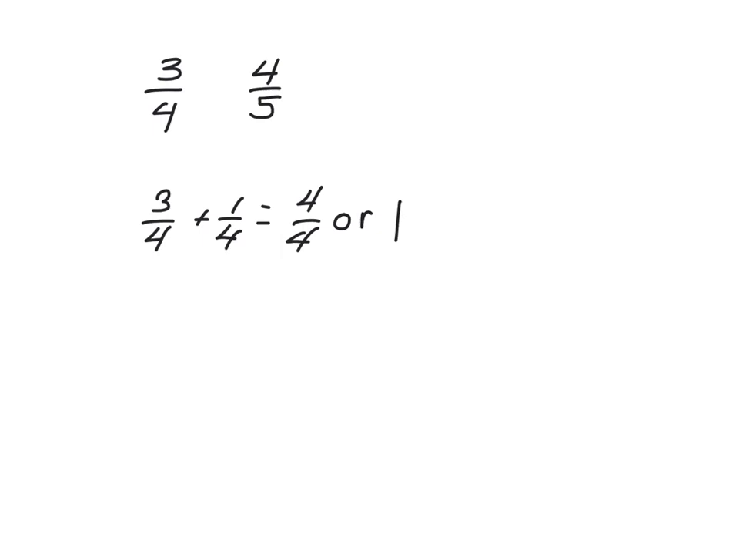And how many fifths are equal to one whole? Well, 5, right? That's why the denominator is 5. So we know that 4/5 plus just one more fifth is going to give us 5/5, or 1, right? That's the same thing.